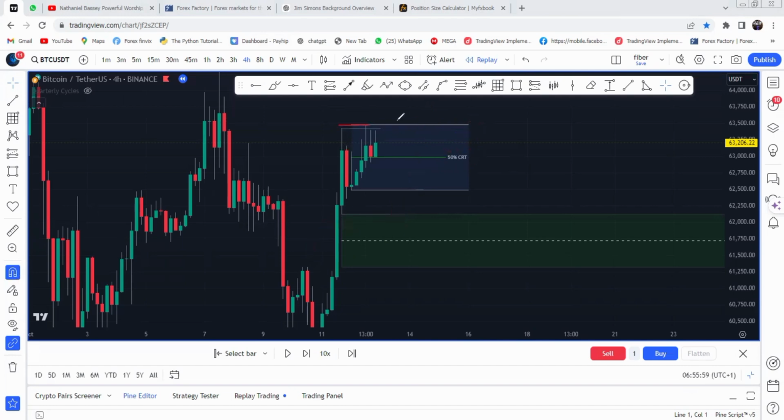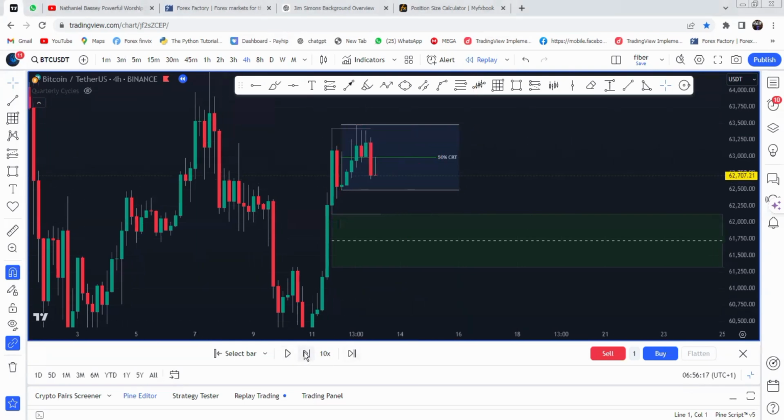So now let's see how price came back into this fair value gap. Remember I said after taking this candle's high, this candle alone now is our CRT. You can look for sales down to this key level and then for prices to continue higher, right? So let's see how price did come back to that area.